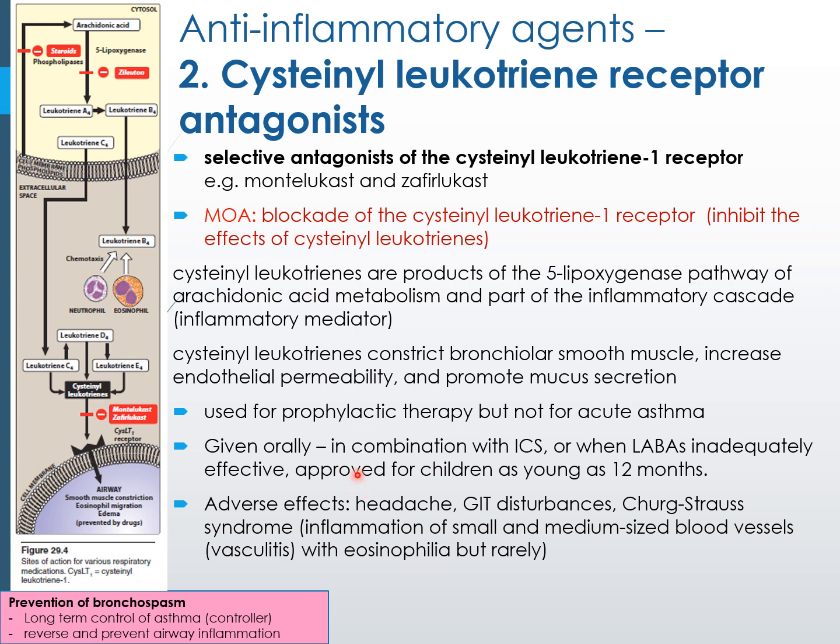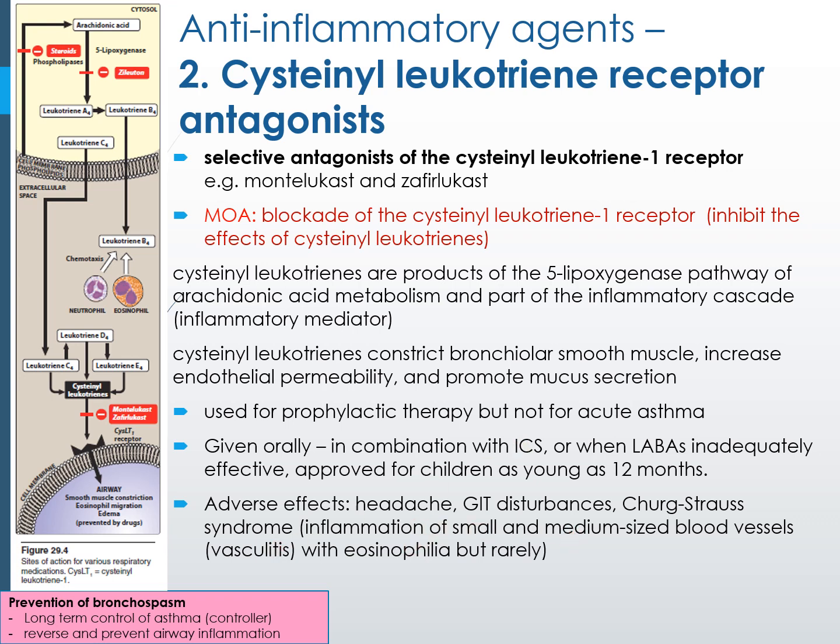It's given orally in combination with inhaled corticosteroid, or when LABA is inadequately effective, and it is approved for children as young as 12 months. Adverse effects associated with this drug are headache, gastrointestinal disturbance, and also Churg-Strauss syndrome, inflammation of the small and medium-sized blood vessels.